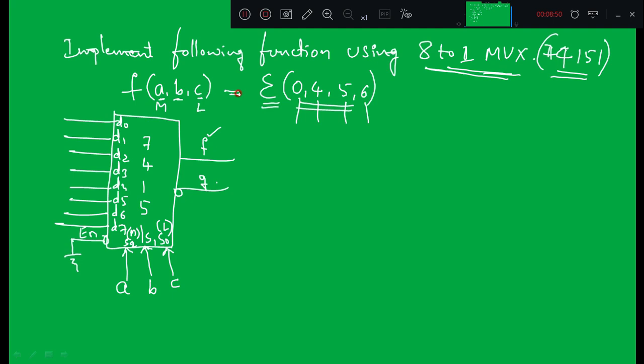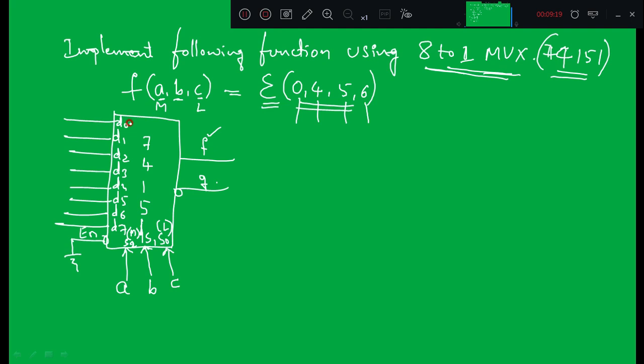Let us say I am going to implement the same function using 4 is to 1 mux. In that case, 4 is to 1 mux has only 2 select lines, right? So among these 3, only 2 inputs are connected to select lines and the other input will go to a data line, right? That we will see later. First we will try to implement a simple function using 8 is to 1 mux.